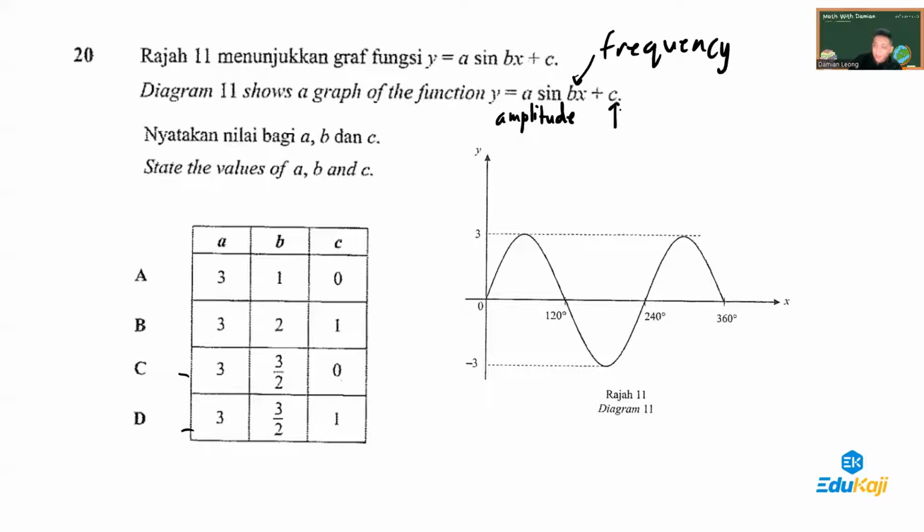Then the C value is always the y-intercept. Actually, not the y-intercept, it's always the middle line. C influences how much it shifts up or down. The middle line normally sits at 0, so where the middle line is indicates how much it shifts up or down. In this case, the middle line is here, still at 0, so C is 0. So the answer is C.